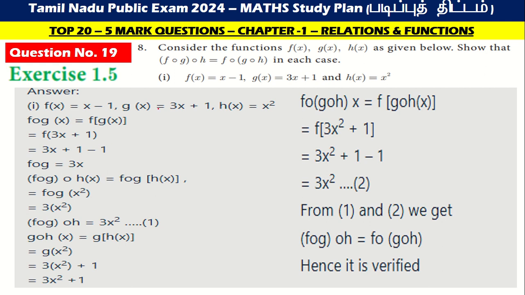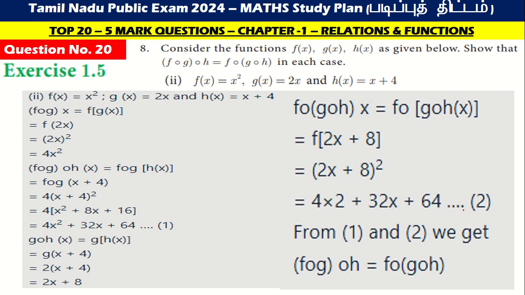19th: f of x equal to x minus 1, g of x equal to 3x plus 1, and x square. We substitute both values. Then f of g of x square is 3x square. So the same process: g of x square, g of 3x square plus 1. f of 3x square plus 1 is 3x square plus 1 minus 1, that means 3x square. From 1 and 2 we get LHS is equal to RHS. Then we go to the last one.